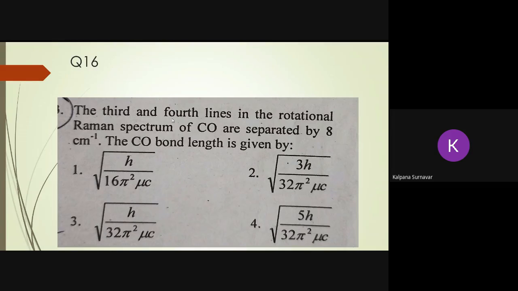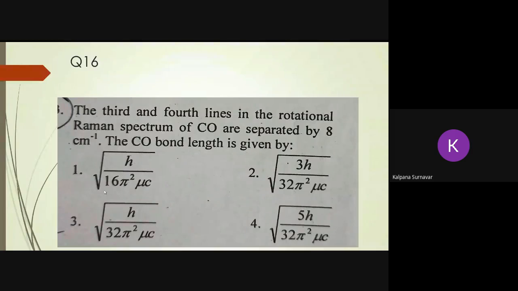See, the lines correspond to J equal to 3 and J equal to 4. The energy level gap is given here, which is equal to 8 per centimeter, and we have to first find the value of the rotational constant B for carbon monoxide, and then calculate the bond length. The options are given here.